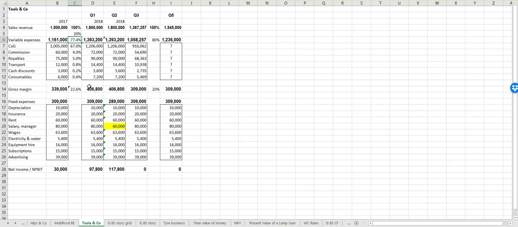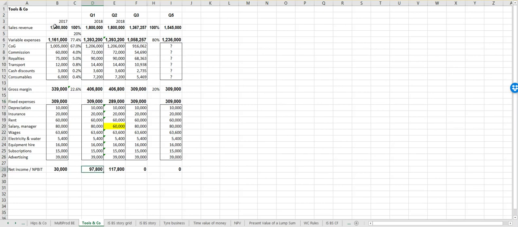So in question 1, they're asking us, what if our revenue grows by 20%, and there you can see 20% growth. I multiplied 1.5 million by 1.2. Then I asked myself, well, what is 77.4% of the sales? That will tell me what my variable costs are. And what are 22.6% of sales? That will tell me my gross profit. Less the fixed expenses gives us the net profit at the end.